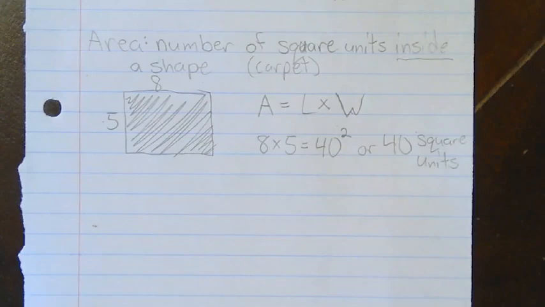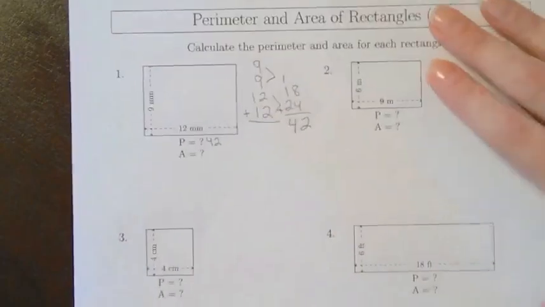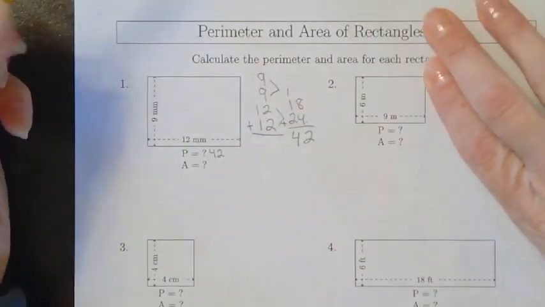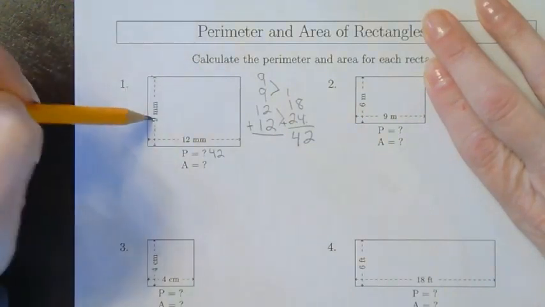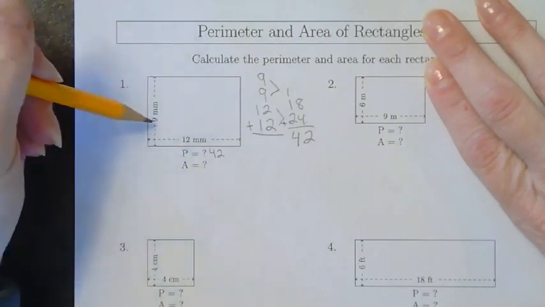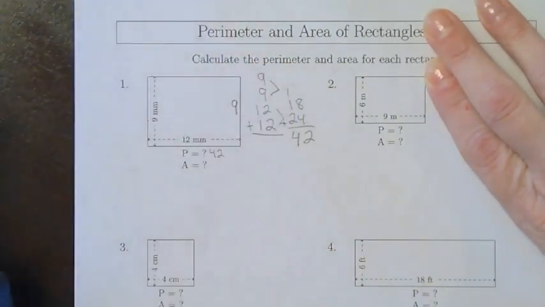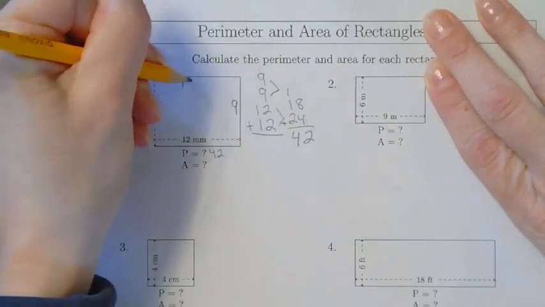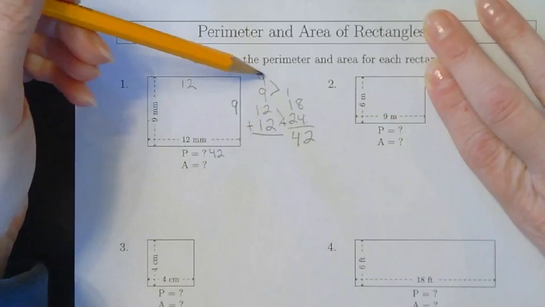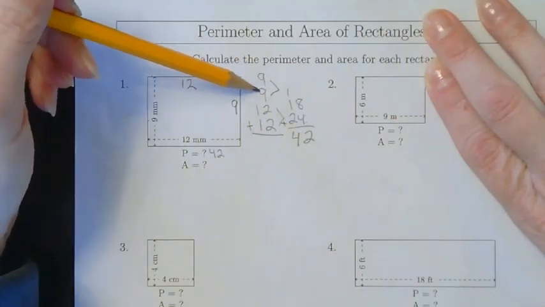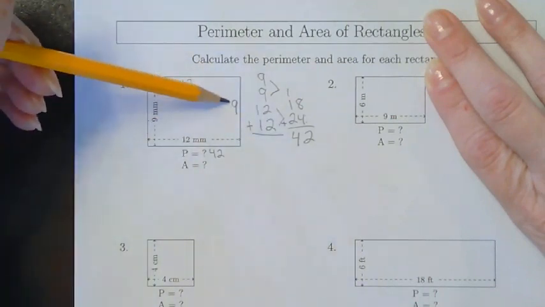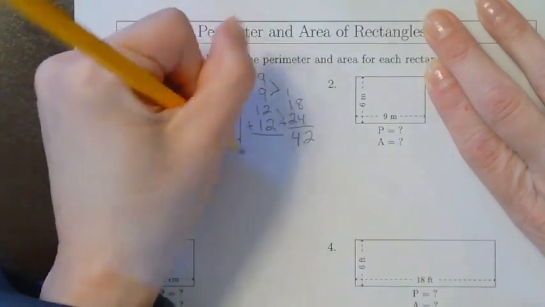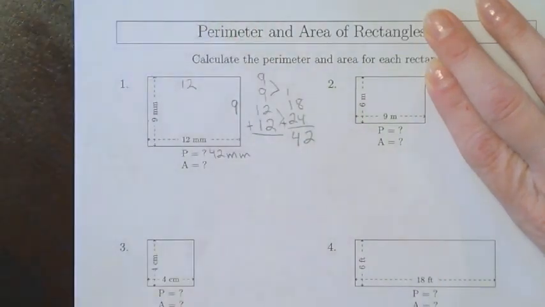So now let's do some practice work. So when I'm looking at this and I want to calculate the perimeter of question number 1, notice there's a 9 here and a 12 here. Well, if there is a 9 here, then there's going to be a 9 here. And if there's a 12 here, there's going to be a 12 here. So I'm writing 9 plus 9 plus 12 plus 12. So my perimeter is 42. And notice it says millimeters. So I'm going to write millimeters, and we'll get to measurement later.